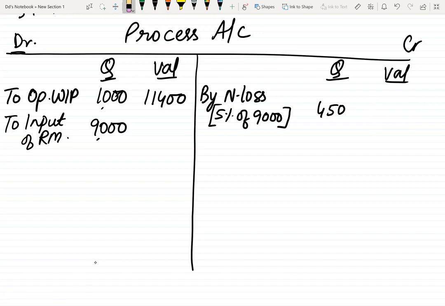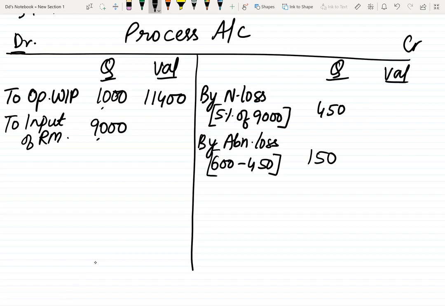However, total scrap units were 600. Therefore, now this will be by abnormal loss, 600 minus 450, 150. Degree of completion for loss units will come in step 1, not now. There were 1600 units still in process, so this is by closing work in progress, 1600. Their degree of completion will also come later in step 1.